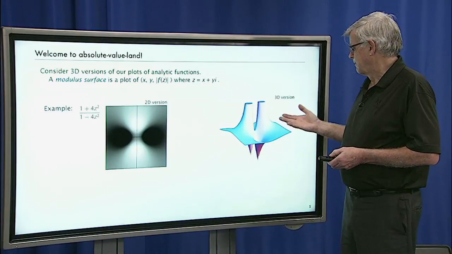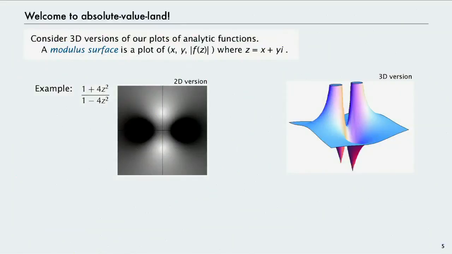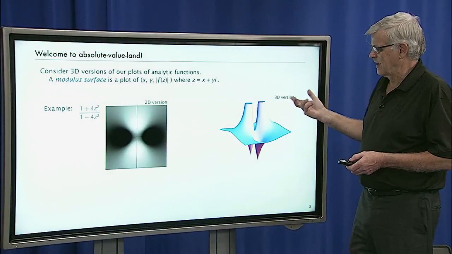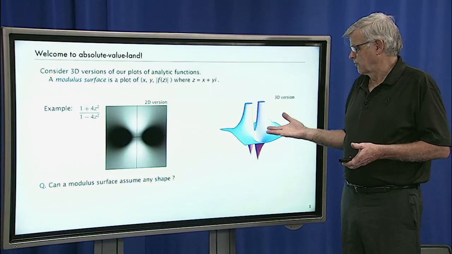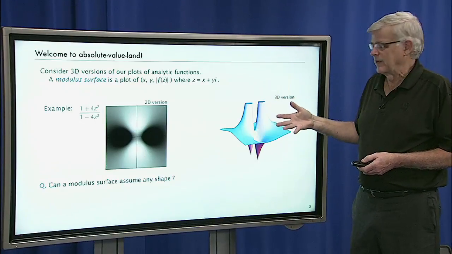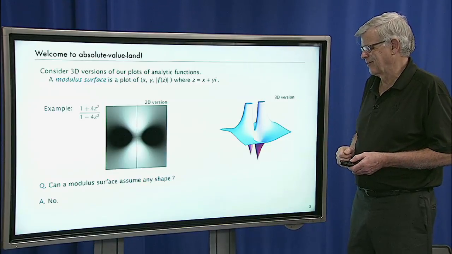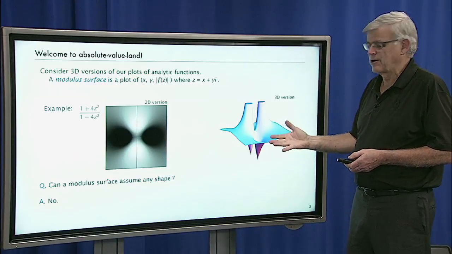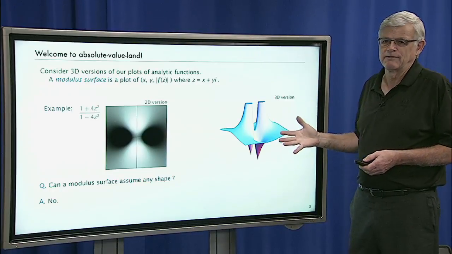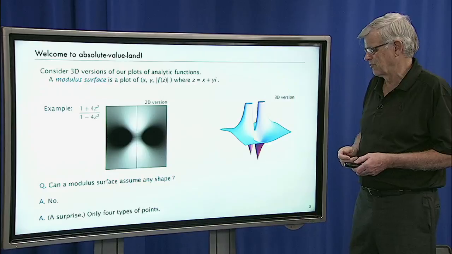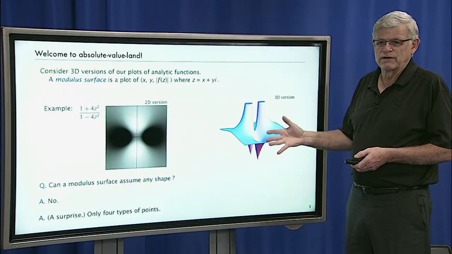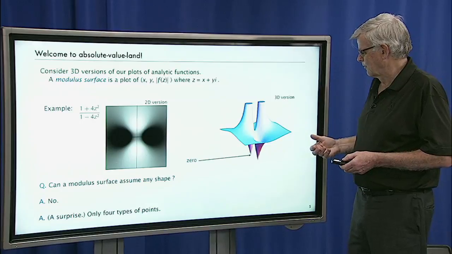But now in 3 dimensions, this plot has a much more fascinating shape. So this is the same plot in 3D. And we'll be looking at properties of plots like this, called modulus surfaces, to help understand the saddle point method. So one of the first questions that comes up is, can we get any shape this way? One interesting aspect of these kinds of plots is that no, actually, the shapes that we get are very highly constrained by the situation. In fact, there's only 4 different types of points on these kinds of surfaces.